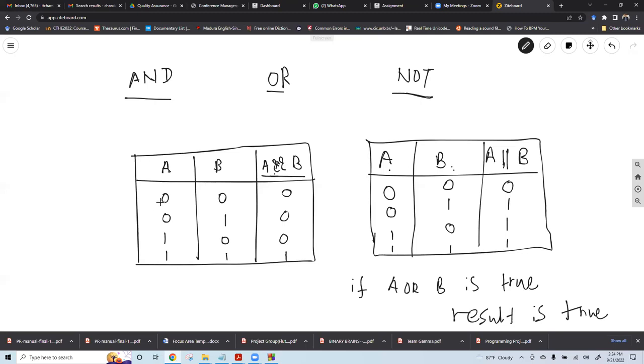Right? But in the first case, the AND case, if both your friends are going, then only you are going.